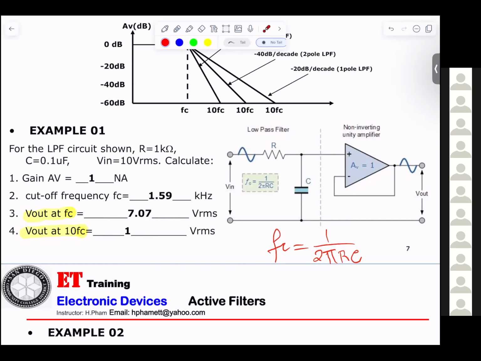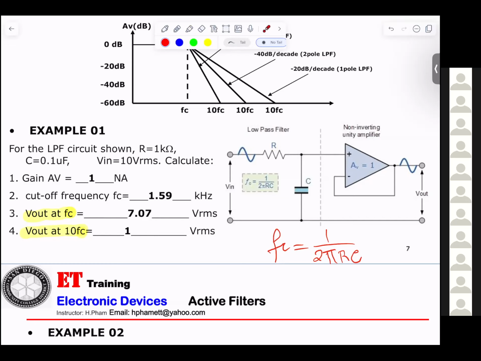I don't know what type of calculator some people have, but I have a Texas Instruments, and all you do is punch in 2 times pi times R, which is 1,000, times C, which is 0.1 times 10 to the -6. Then you get an answer. Then you take that answer and take the reciprocal, and that's it. Correct? You can do it on your calculator without doing anything else.